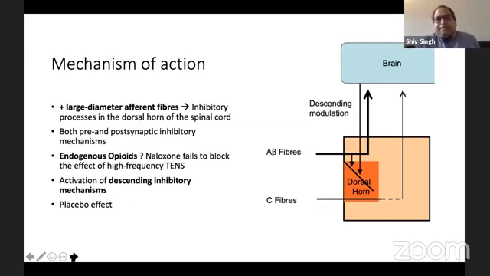There's also a theory that maybe this also produces endogenous opioids by the stimulation. But if that's the case, then we should have been able to block it by giving naloxone, but that doesn't happen. Okay. So the activation of the descending inhibitory mechanism is probably the most sensible mechanism of action which can be ascribed to this modality. And the other is just a placebo effect, okay, because you are actually applying something for the pain, and maybe it just has an effect. So it could be a bit of a placebo effect as well.